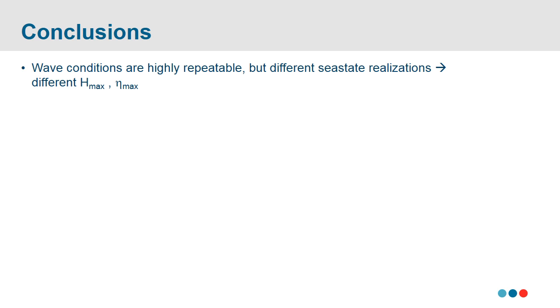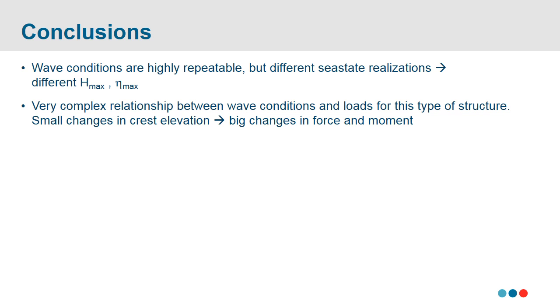Now we come to our conclusions. We've seen that wave conditions are in general highly repeatable, but it's important to bear in mind that different realizations of a sea state can produce very different maximum wave heights and maximum crest elevations. In our case study, we had a very complex relationship between wave conditions and loads. We saw that small changes in the crest elevation of the waves could produce very big changes in maximum force and maximum moment. And this depended on whether or not the wave crest impacted against the rail and the top sides above the caissons.